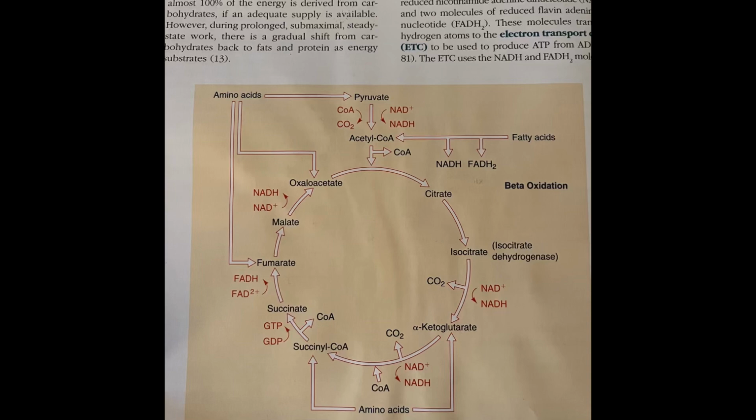Step 7. Hydration of fumarate. Fumarase, also known as fumarate hydratase, catalyzes the addition of water to fumarate, forming malate. Oxidation of malate. Malate dehydrogenase catalyzes the final step, the oxidation of malate, to regenerate oxaloacetate while generating NADH. Now, the regulation of the Krebs cycle.